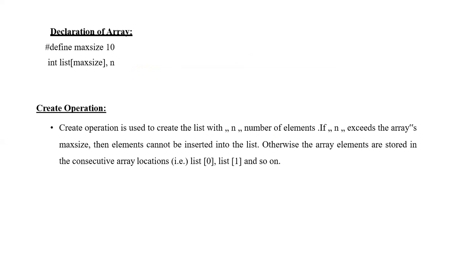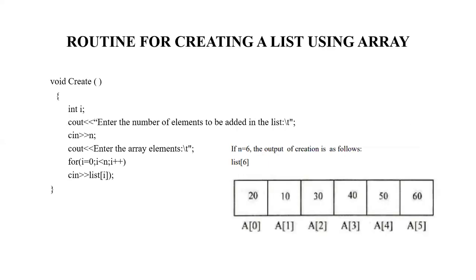So create operation is used to create the list with n number of elements. If n exceeds the array's max size, then the elements cannot be inserted into the list. Otherwise, the elements are stored in the consecutive array locations, that is list of 0, list of 1, and so on. Routine for creating a list using the array. So void create, and we are going to initialize a variable I, and we are going to enter the number of elements to be added in the list. So how many elements are we going to add into the list? So n is going to be, for example, 6.